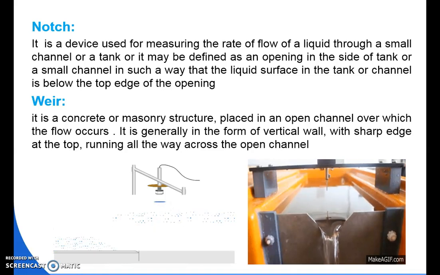Now in the next video class, we will study what a notch is and what a weir is.